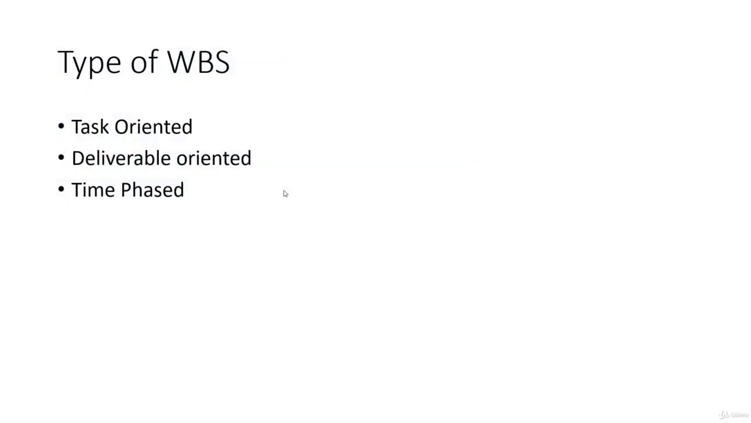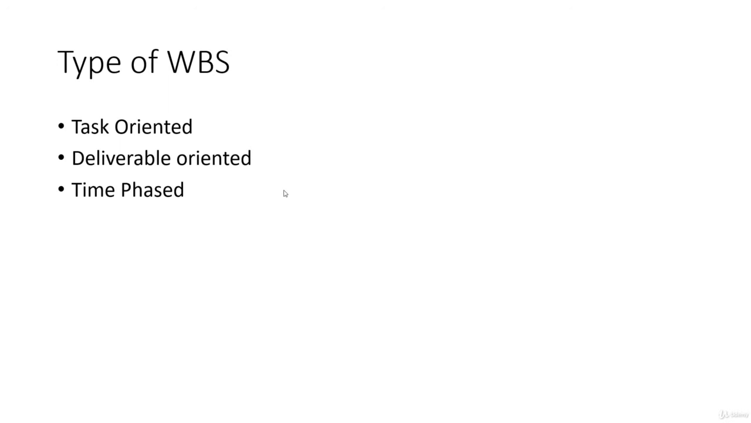Now, these are the types of WBS. Basically, we have largely task-oriented, deliverable-oriented, and time-phased WBS. At the time of doing decomposition, the first example which I used, where I divided the project work into four pieces, requirement gathering, solution development, coding, and testing, these are task-oriented. You can also use deliverable-oriented. So you can divide project work into deliverables, and then use that for creating your WBS.